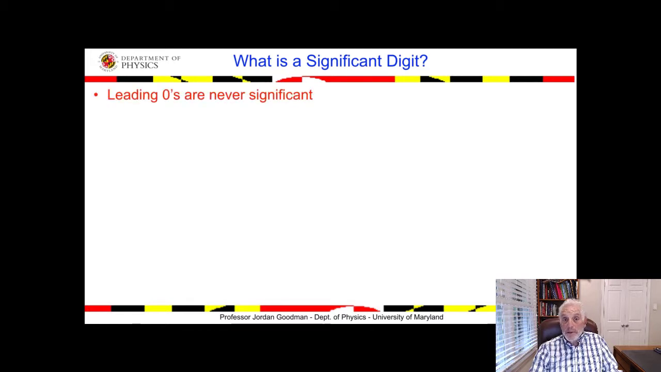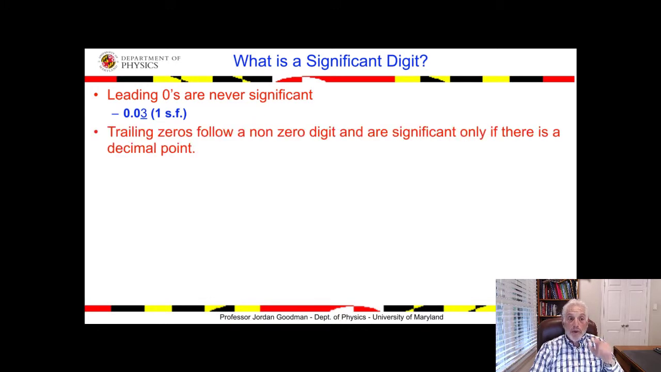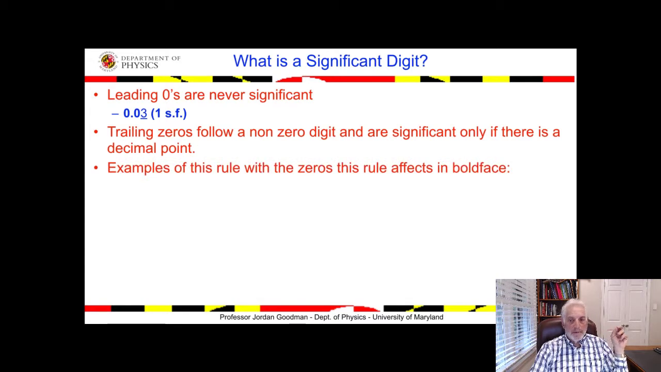Now, leading zeros are never significant. So if I write the number 0.03, I have one significant figure. That's what my SF means here, one significant figure. You can see in bold the two numbers that are not significant and the underlined number is. Trailing zeros following a non-zero digit are only significant if there's a decimal point. This sounds complicated, but it's not. So look at the examples.